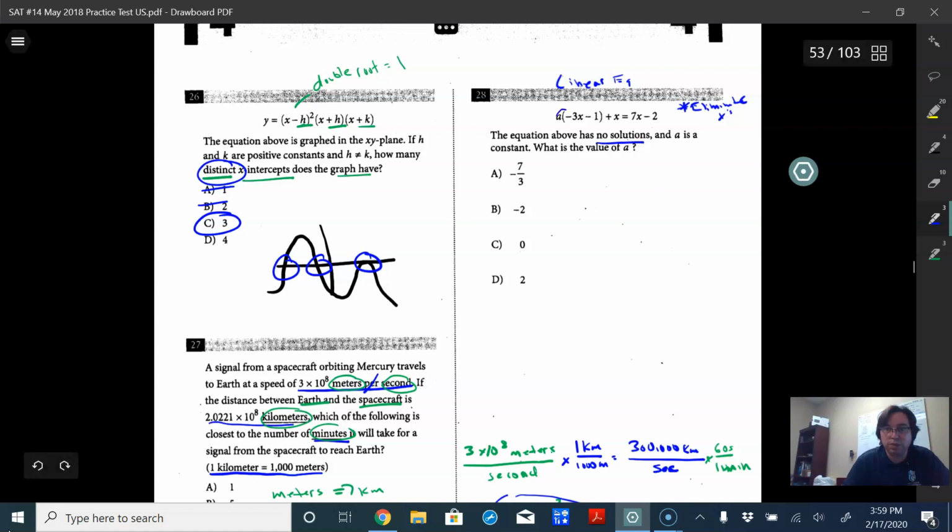So for that reason, let's distribute. Let's get this first part done. So we see that we have negative 3x times a, which is going to be minus a. And we can move this piece over here. So equals 7x minus x minus 2. All right, so now let's simplify. So now we have negative 3xa minus a equals 6x minus 2.